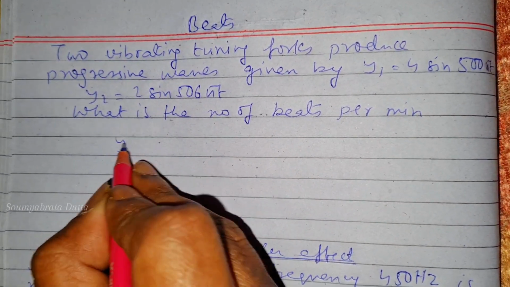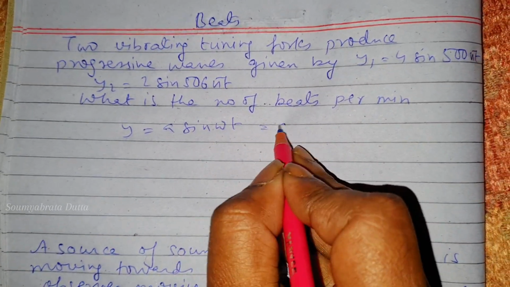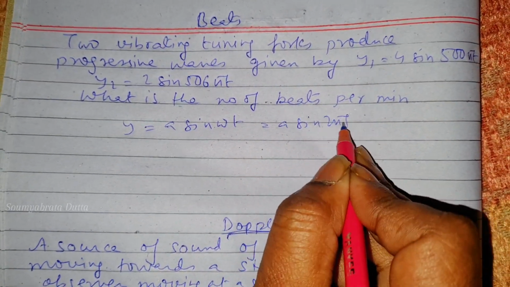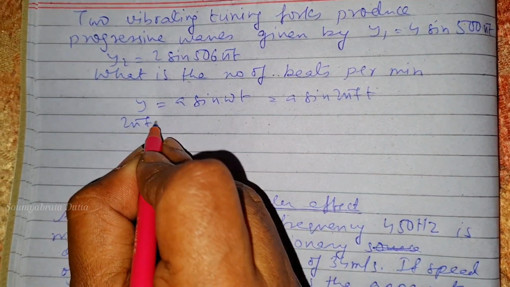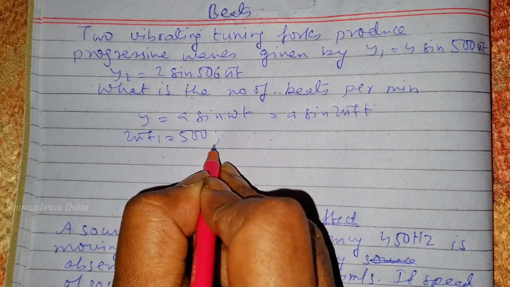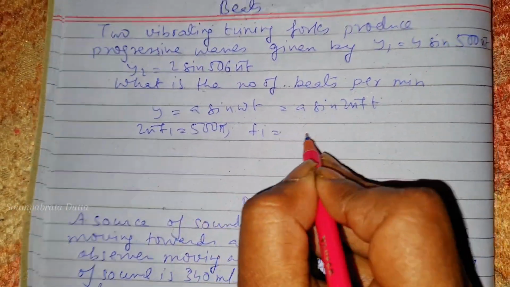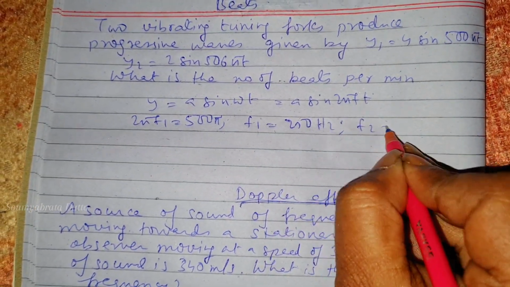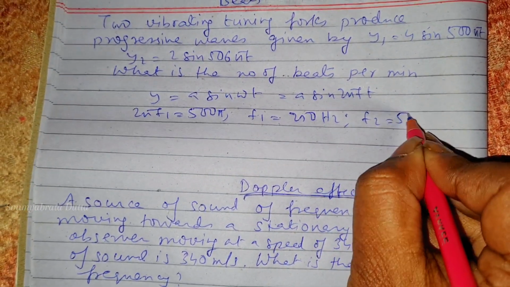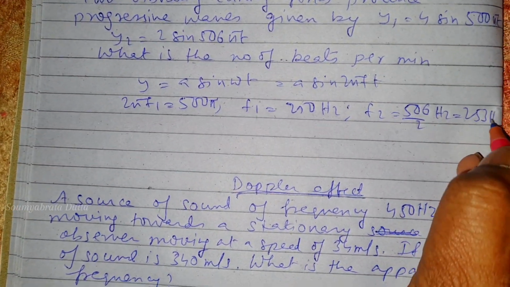So y equals a sin omega t, that is a sin 2 pi f t. So here, 2 pi into f1 equals 500 pi. So f1 we are getting 250 hertz. Similarly, f2 we are getting 506 by 2 hertz, that is 253 hertz.